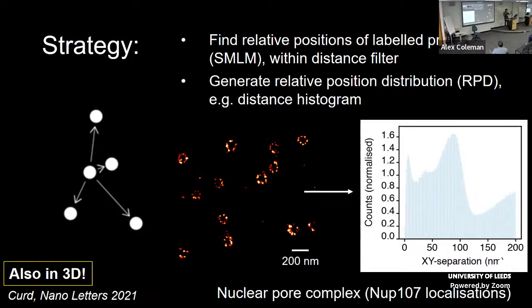So it's not an image where there are lots of image analysis techniques. It's actually a list of coordinates, a point cloud if you like, and how we're going to analyze the point cloud for features of biology and disease. So we could look at the relative positions between the localizations that pop up.